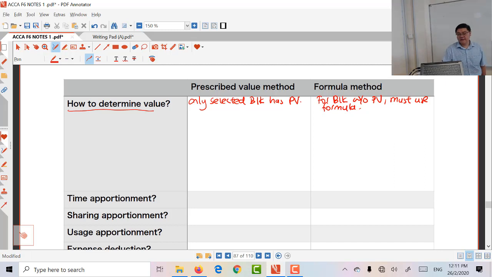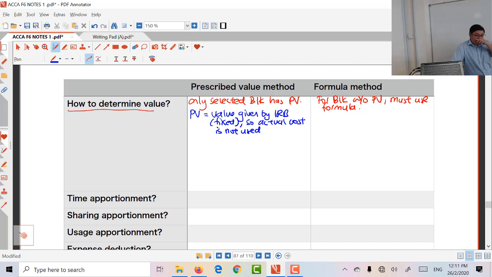It's fixed. Now, PV means the value given by IRB is fixed. So the actual cost is not used. PV is given by IRB, so the actual cost is not used. Now, the PV is provided in your exam question.